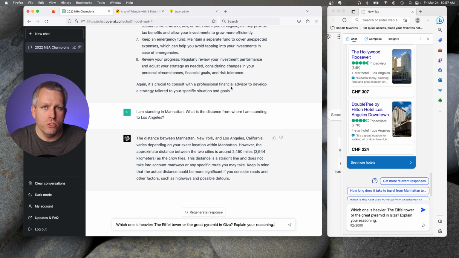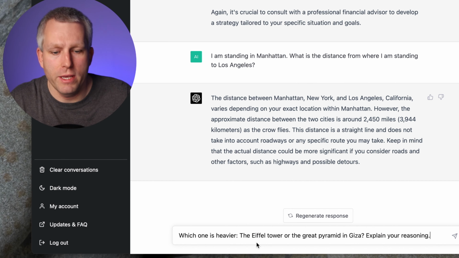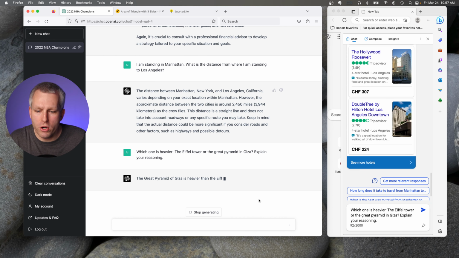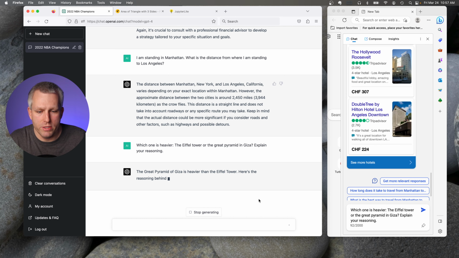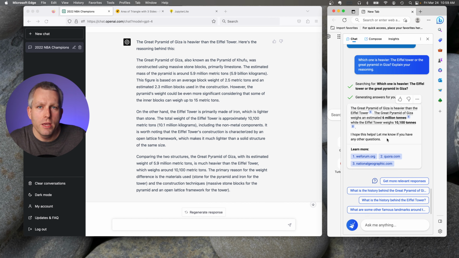Let's try one more factual question. So here, which one is heavier, the Eiffel Tower or the Great Pyramid in Giza? Explain your reasoning. So it correctly says that the Great Pyramid of Giza is heavier than the Eiffel Tower. Overall, GPT-4 gave you a correct answer. Very elaborate reasoning. I think this is exactly what you're looking for if you're asking this type of question. So let's try that with the Bing Chat. Here you can see the massive difference between the length of the answers. So in the Bing Chat, it gives you a super short paragraph.